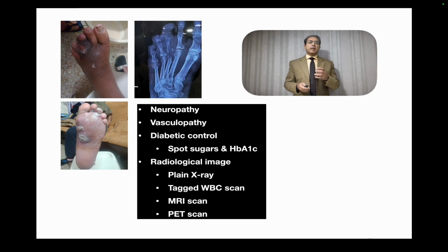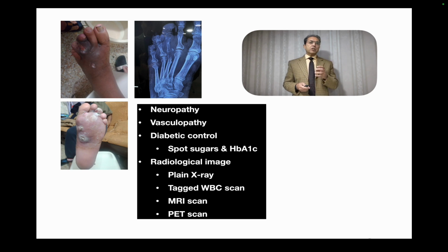Now this is the x-ray of this very patient. You can see there is destruction of bone. Sometimes a similar picture is seen in the Charcot foot, which is because of the diabetic neuropathy. So inflammatory markers and some of the imaging techniques, for example, the PET scan or MRI, can help differentiate whether this is osteomyelitis or this is just destruction of the joint because of the sensory neuropathy.